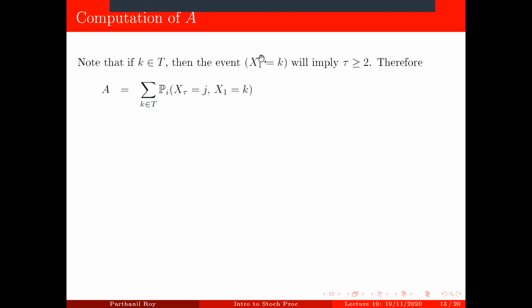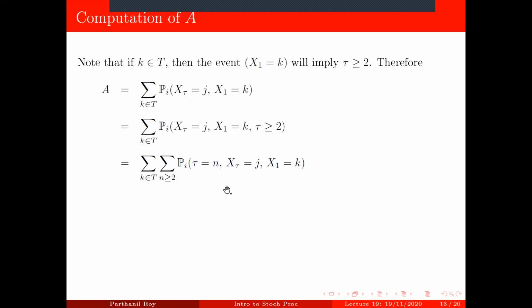So remember, A is this sum. A is the sum which corresponds to the case when the first step is still inside T, which implies tau is bigger than or equal to 2. So I can put tau bigger than or equal to 2 inside this sum. This already implies this event, so I can of course put it in. It is not going to change the event. For each k in this sum, I can put tau bigger than or equal to 2, and this is actually a bigger event. So this implies this. If you intersect with a bigger event, nothing changes.